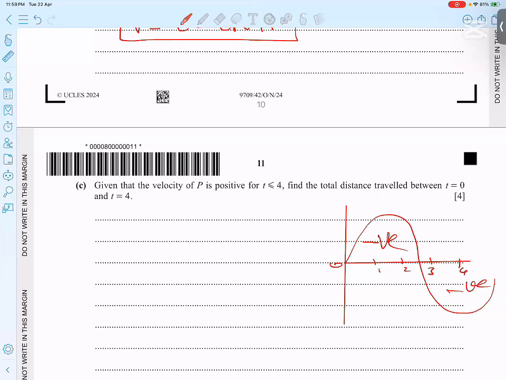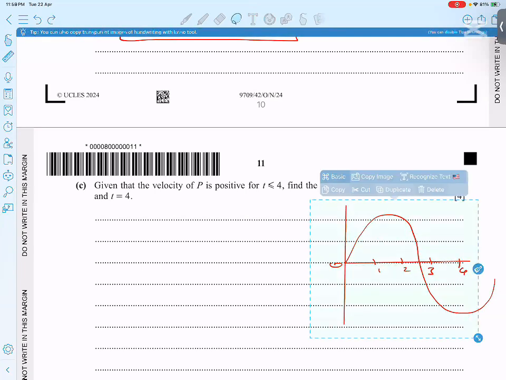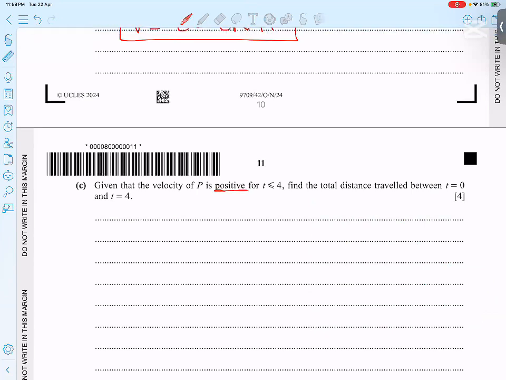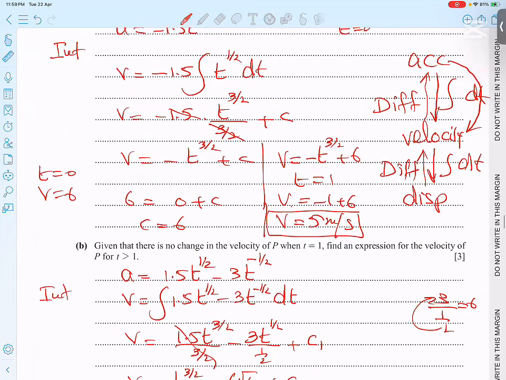But he said it is totally above, so if a negative came, we would have to be careful about this negative sign. But now we have no concern about it, because the full graph lies above the x-axis. He mentioned velocity is positive. That is why. So how do we get the total distance traveled between 0 to 4? It is asking for distance, and we are confident about this plan.